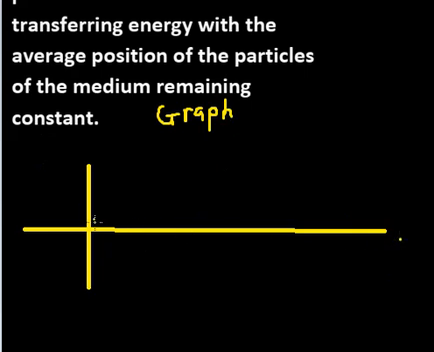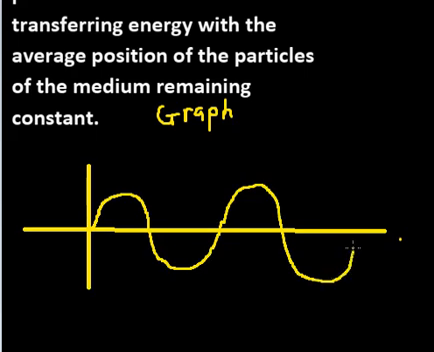Now once a wave starts, you're going to see something like this. This is how you draw the graph. It's a periodic motion, it repeats itself with time. This horizontal axis represents the time, and this vertical axis is the displacement.